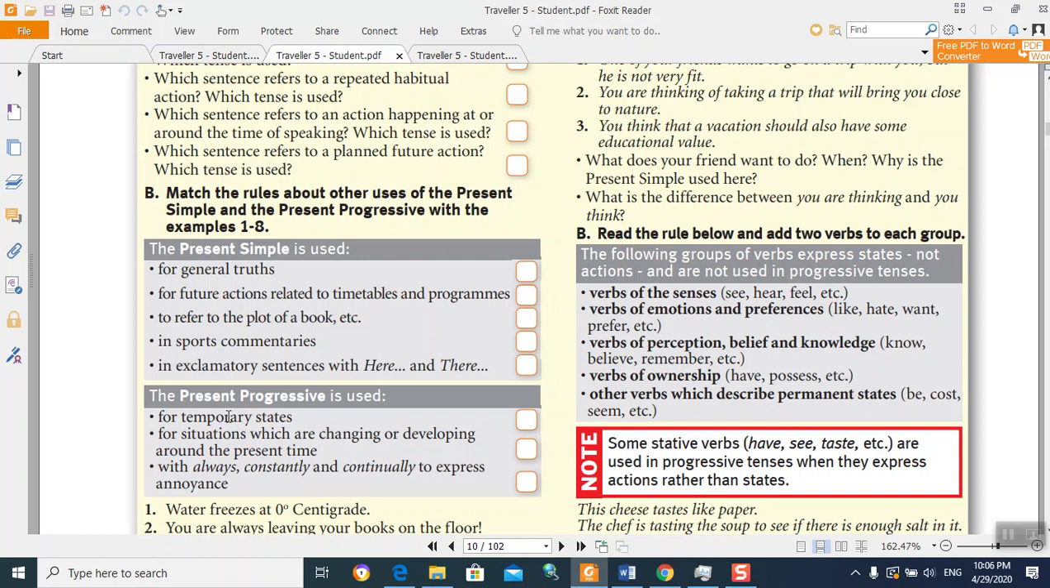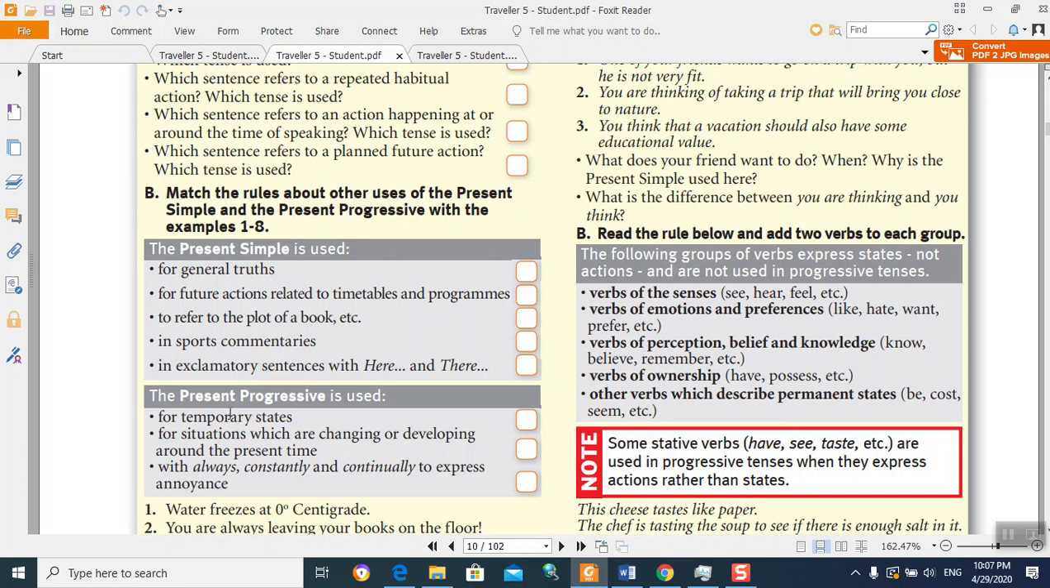Also, the second point is for situations which are changing or developing around the present time. If you have certain things, especially about business, economics, or the weather forecast, you use the present progressive. Also, with always and words like constantly and continually to express annoyance. Annoyance, انزعاج. If you want to speak about annoyance from anybody, that this is always happening, you use the present progressive, only in this context. We form the present progressive by using the verb to be, is, am, are, plus verb ing.